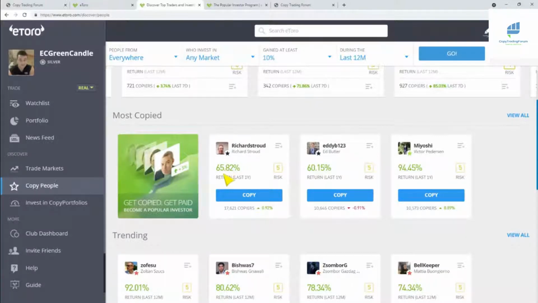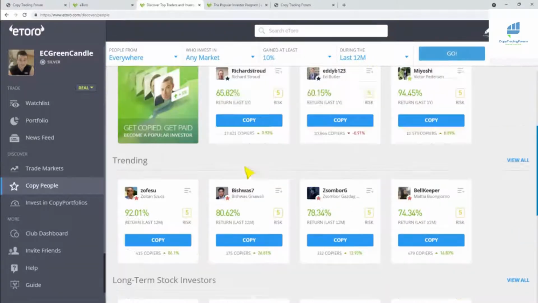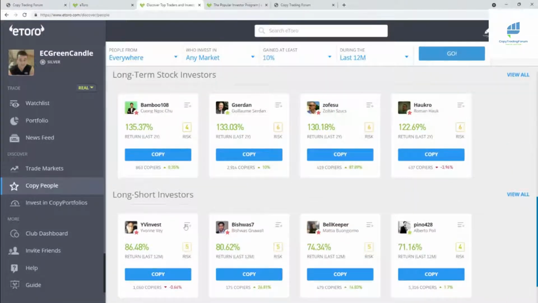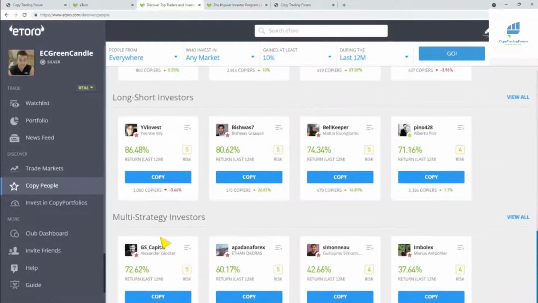So if you want to use the wisdom of the crowd in trading terms, where they say that many people make better choices than just your own individual choice. So if 17,621 people are copying this person, this popular investor, he must be good, okay? Which is a great way to start off with the wisdom of the crowd, the most copied. And you can do that by filtering here too. You can see trending long-term stock traders. You can select people that are long-term, or you can select people that are short-term investors.